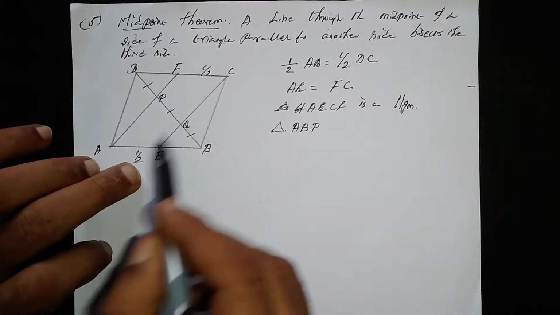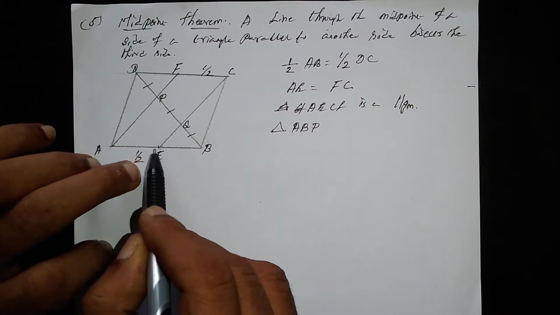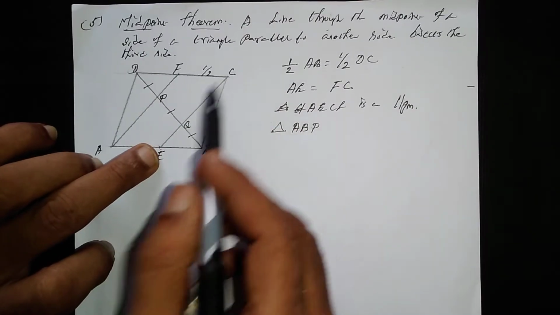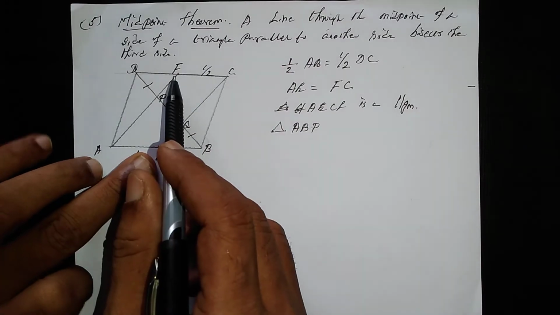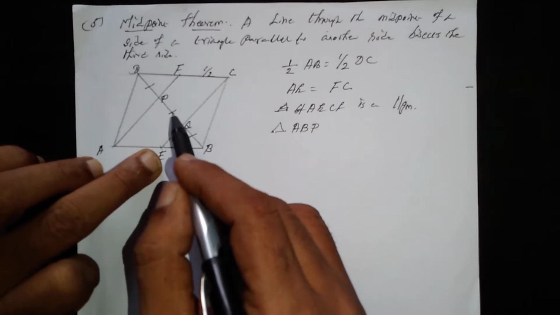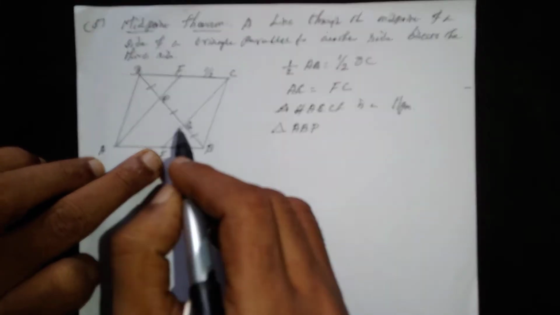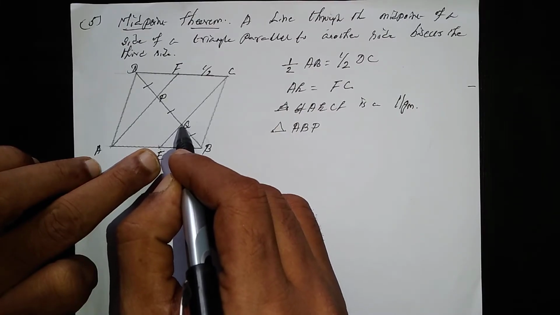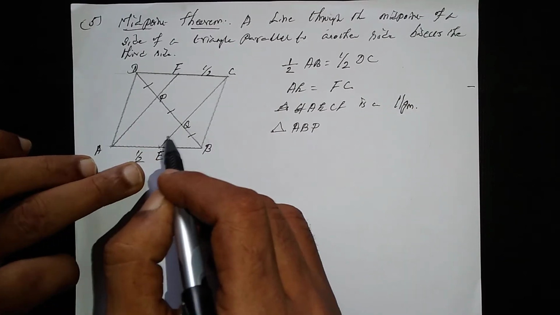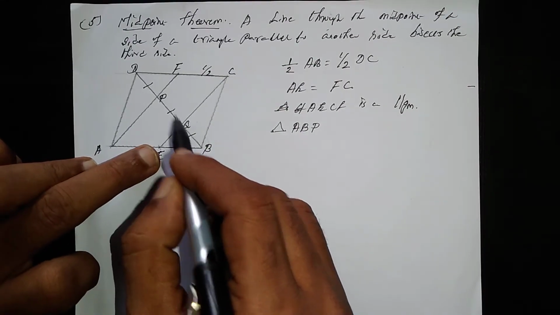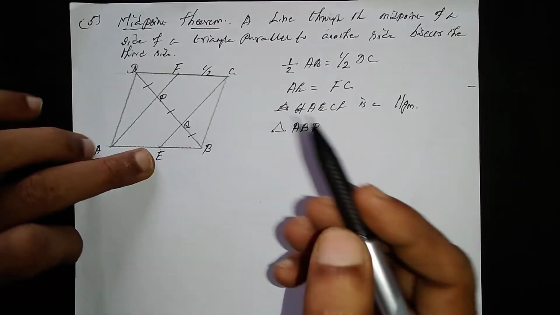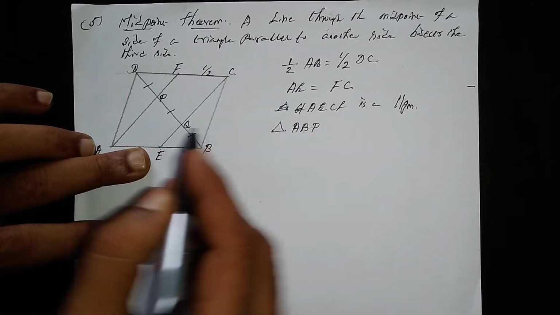A line through the midpoint of a side of a triangle. Here E is the midpoint of side AB, and the line is parallel to another side, AF. It bisects the third side, PB. Q is the midpoint of PB, because as per the theorem this line bisects it.